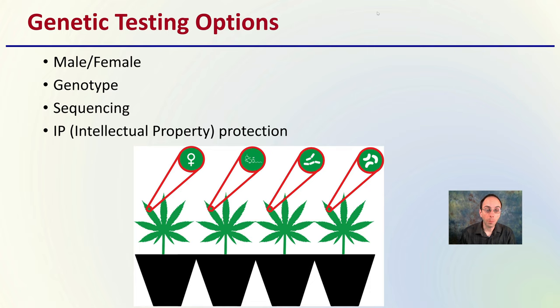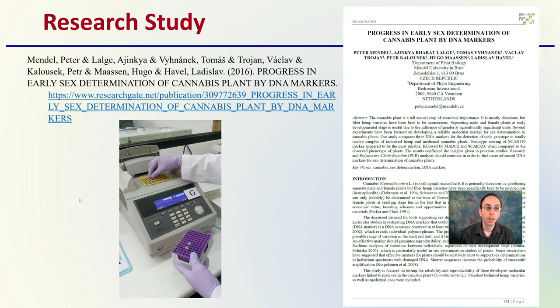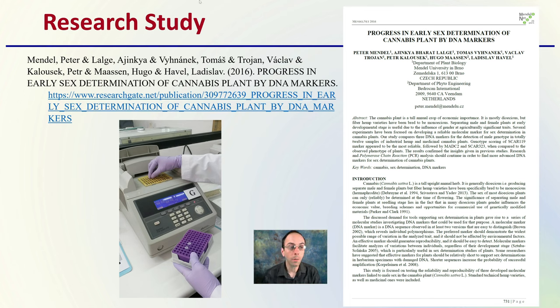Now, the genetic testing options, there's many different types. You could be looking at whether a plant is male or female, you can look at the genotype, the full sequencing, or IP protection, which is intellectual property protection as well. And all of these relate to the cannabis industry directly. Now, the research study that I'm going to be presenting some of the data from can be found right here. Give the reference right here, or a link there, and the picture of the first page if you want to look at it in more detail yourself.